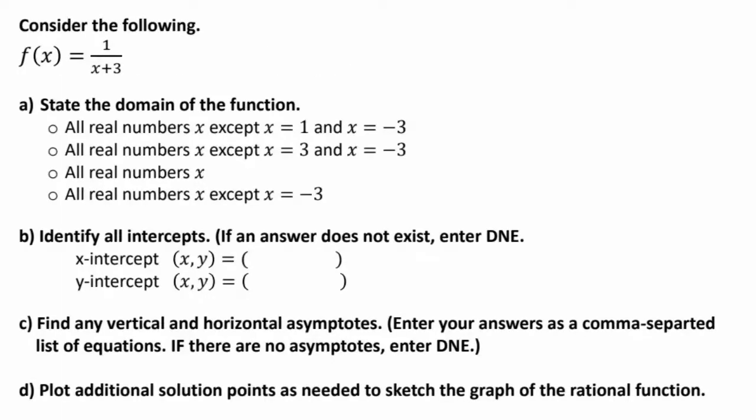Let's first consider this rational function. f of x is equal to 1 over x plus 3. What we want to do is A, state the domain of the function. B, identify all its intercepts. C, find the vertical and horizontal asymptotes. And D, plot or sketch the graph. Yes? So let's go ahead and start with A, state the domain of the function.